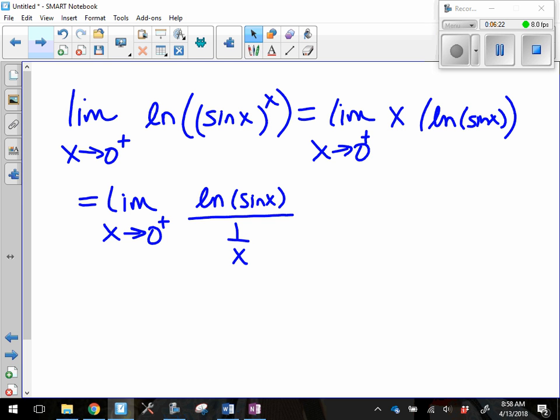And now when I substitute in my limit, what do I get? I don't actually get 0 over 0. I get infinity over infinity, because 1 over 0 gives me infinity. What's the sine of 0? 0. I take the natural log of 0, and what do I get? Actually, I get negative infinity. Okay, so now it's the indeterminate form that I can apply L'Hopital's rule to.